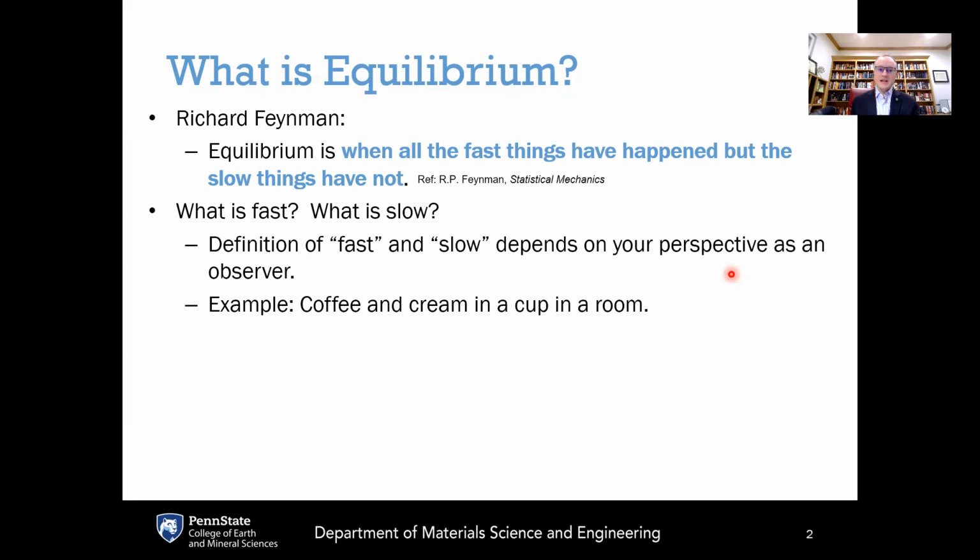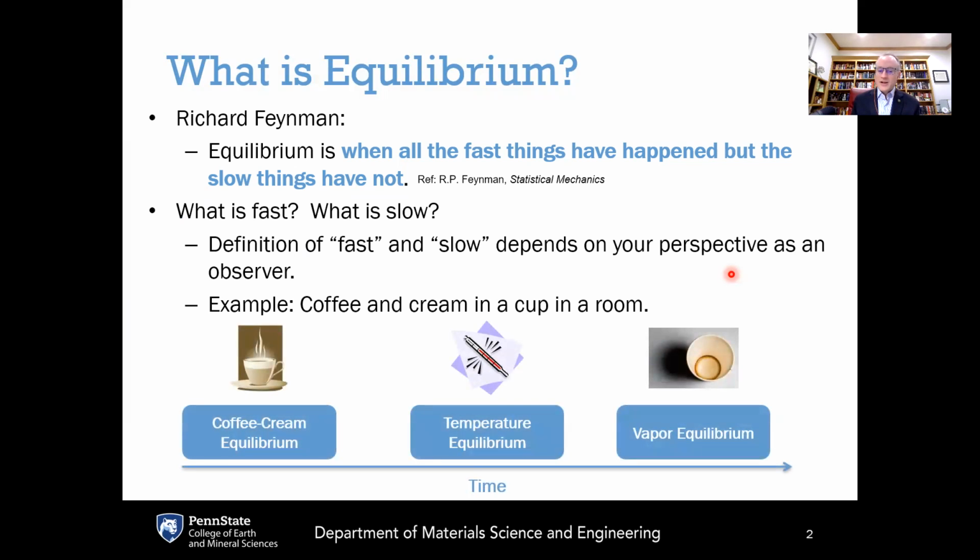So let's make an example here of coffee and cream in a cup in a room. At the beginning of the morning, let's suppose that you have brewed a cup of coffee and poured a little bit of cream into that coffee. On the time scale of a few seconds, that coffee and the cream reach a chemical equilibrium with each other.